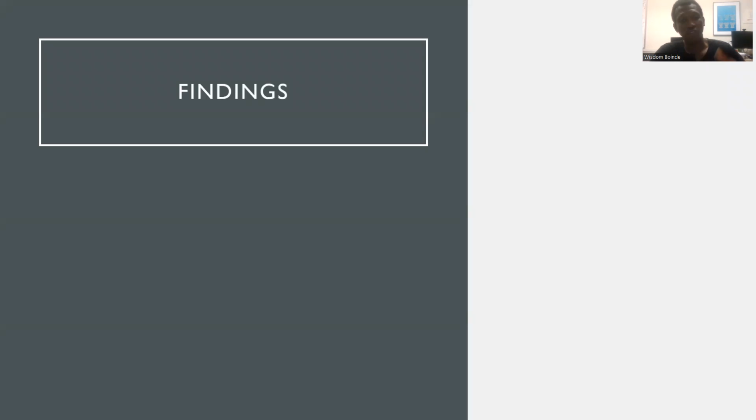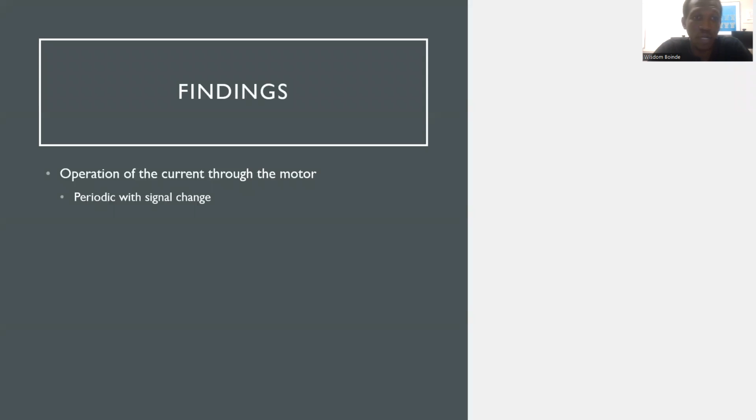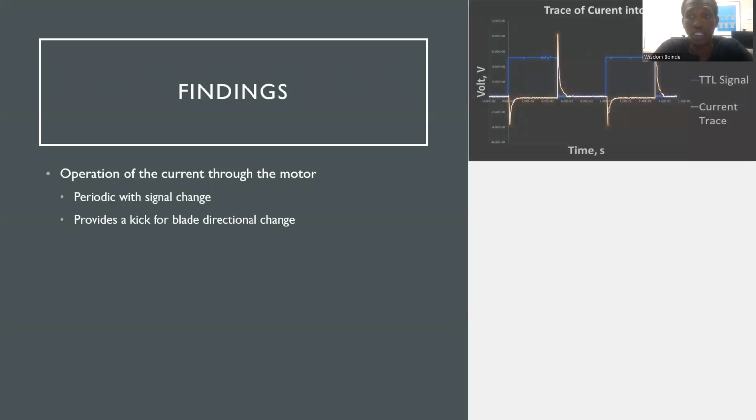I also tested it in an experimental situation involving the fluorescence of an ion, and optimized my design afterwards. In my findings, I found that the current through the motor is periodic with signal change, and it provides a kick for the blade's directional change. This is seen in the trace in the upper right corner, where we have a TTL signal change from high to low, followed by a kick in the current, and it also occurs in the opposite direction for the blade to switch in an accelerated manner.